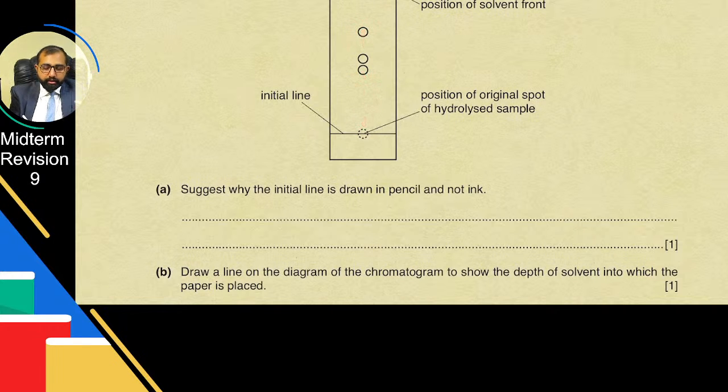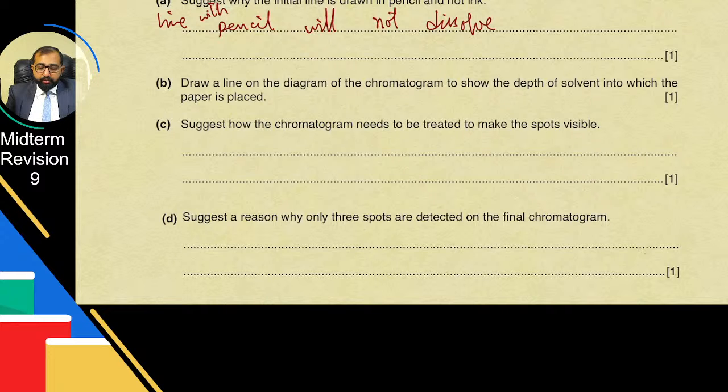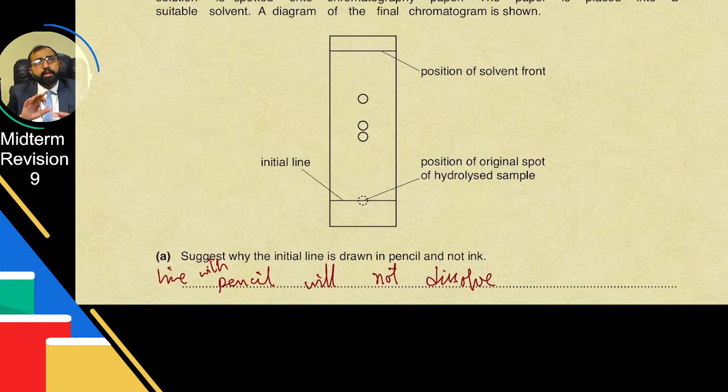Suggest why the initial line is drawn in pencil and not ink, so that it doesn't dissolve, right? So we'll say that pencil will not dissolve, or the line with pencil will not dissolve. Not dissolve, because in chromatography, if it was ink, it will also spread out. Draw a line to show the depth of solvent into which the paper was placed. Now again, just remember, it can be any depth as long as it is below the initial line.